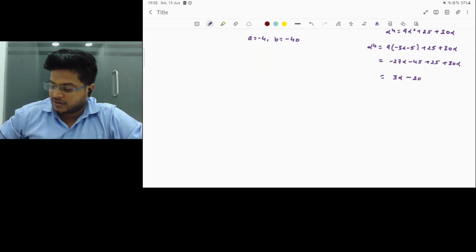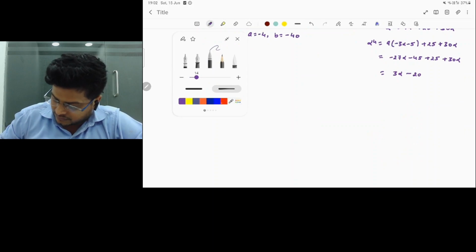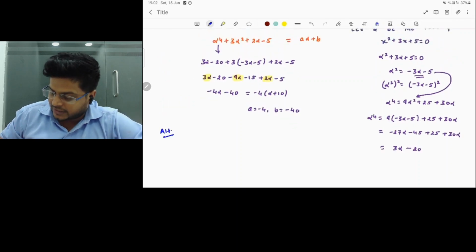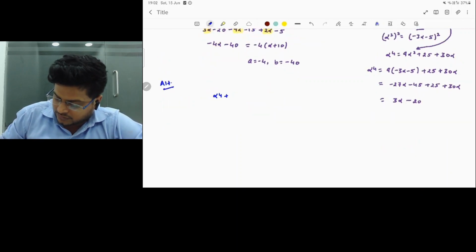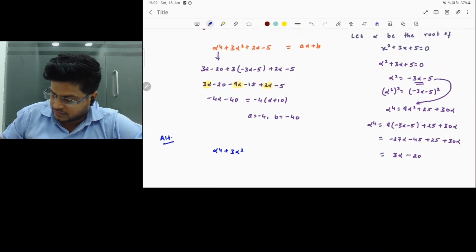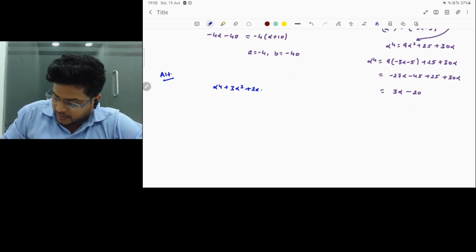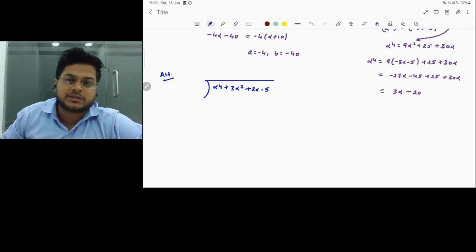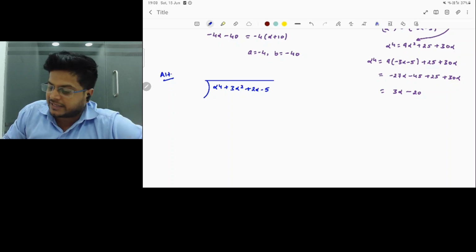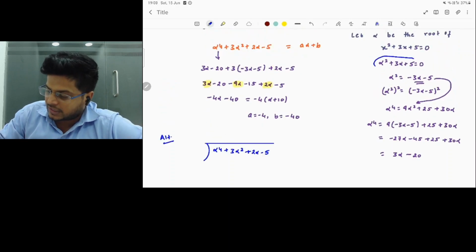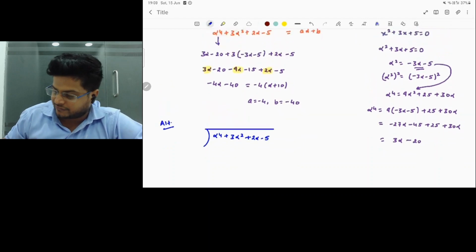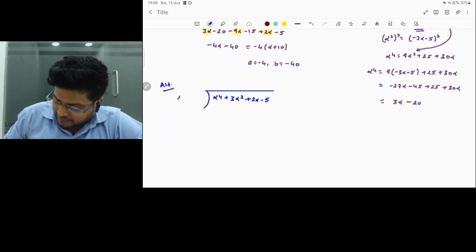So what is the alternate? The alternate method is this. See, you wanted to calculate alpha to the power 4 plus 3 alpha square plus 2 alpha minus 5. What is the first and foremost thing you do? Definitely you would be knowing the long division method, isn't it? So let us divide this given expression with the left hand side. Left hand side means alpha square plus 3 alpha plus 5. So we have alpha square plus 3 alpha plus 5.